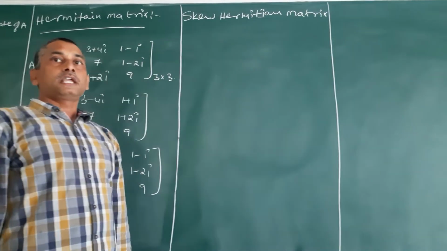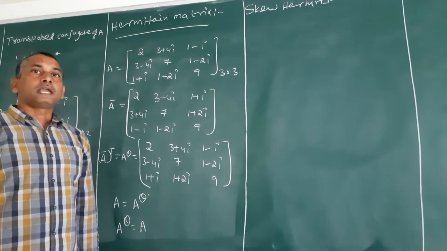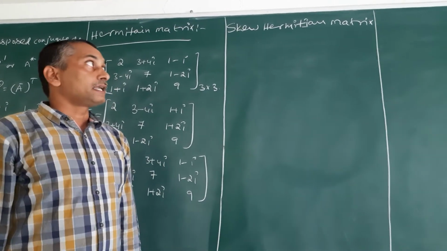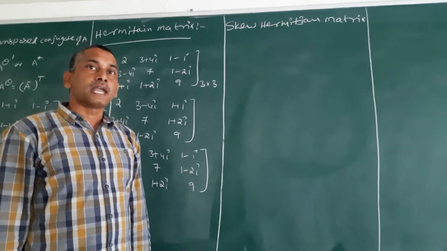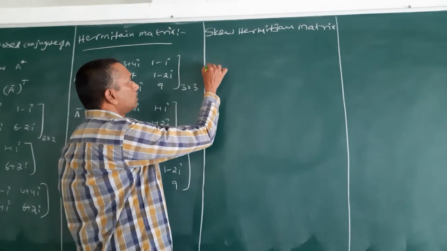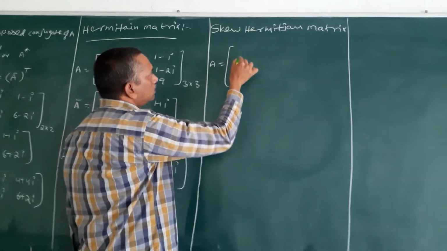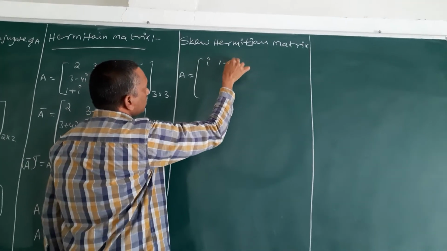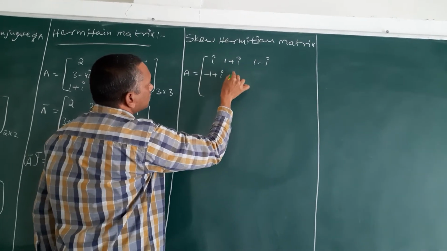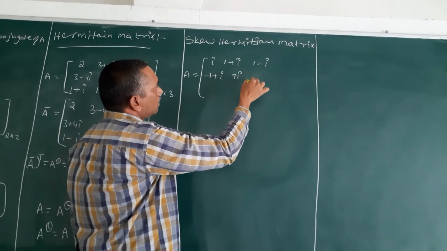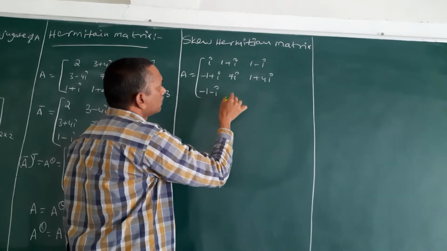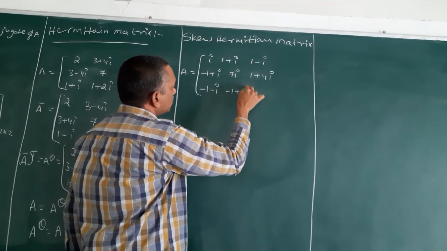Skew Hermitian matrix. A square matrix A equal to [a_ij] is said to be skew Hermitian matrix if a_ij is equal to minus a_ji bar for every i and j. For example, A equal to [i, 1 plus i, 1 minus i; minus 1 plus i, 7i, 1 plus 4i; minus 1 minus i, minus 1 plus 4i, 9i].